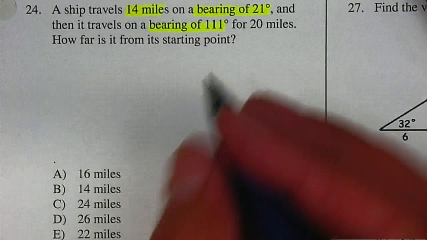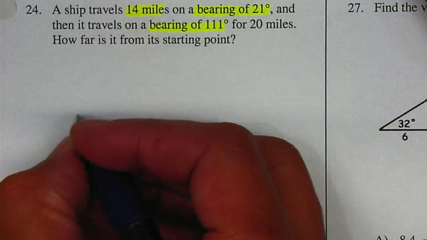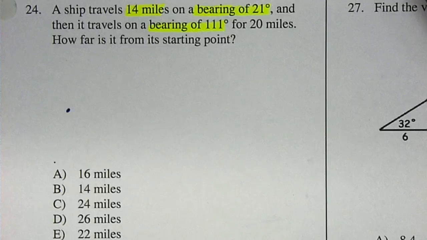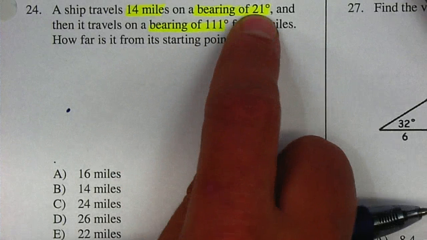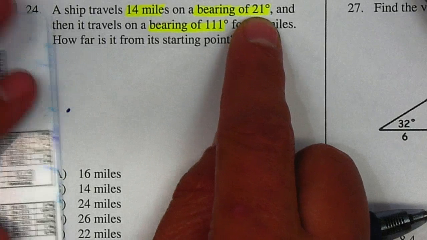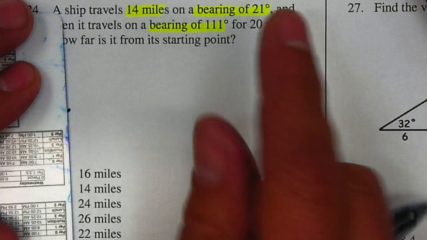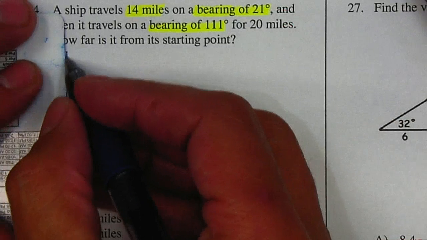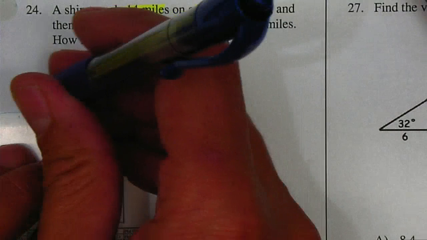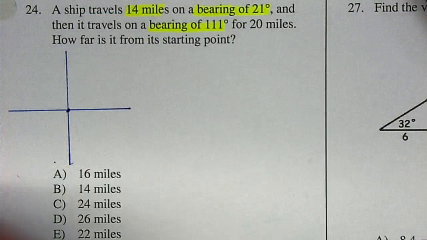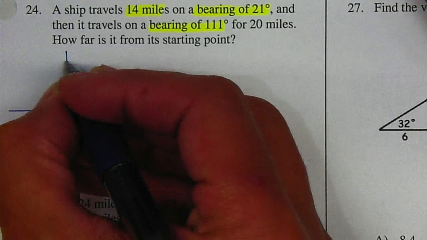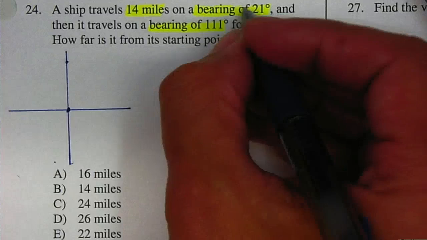So let's see, first we need to select a point. I'm going to place it right here. Whenever it tells you 21 degrees, remember we are dealing with navigation, so we need to start from the north towards the right. In this case, I'm going to place my y-axis and my x-axis, and it's 21 degrees. I'm going to start from here. Here's my ship, and it's going to go towards 21 degrees.